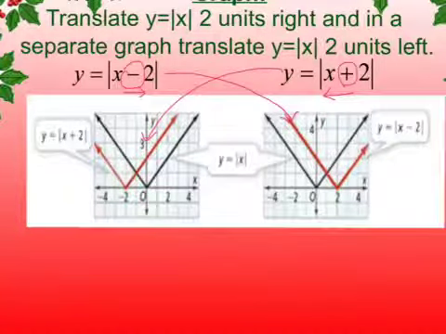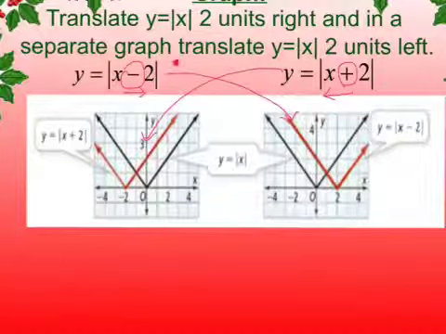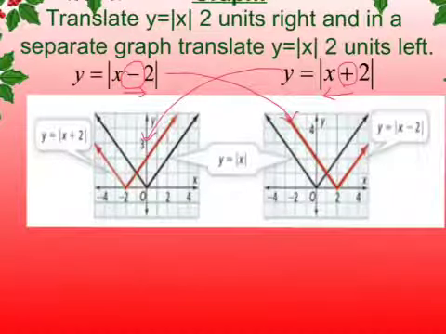Make sure you understand that. Outside of the brackets moves it up and down, so plus is up, minus is down. Inside of the brackets, it's kind of the opposite. Minus moves it right, plus moves it left.